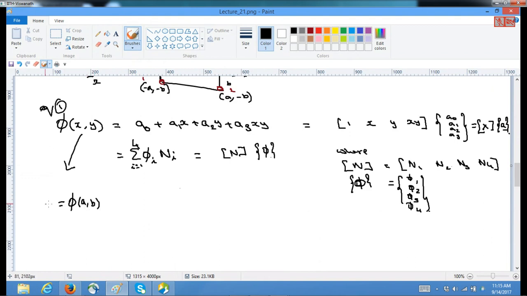But we know that this is nothing but V1, and that will equal to 1 A B A B, using this expression times this is a different A. This is a different A. That's the reason I put an underscore A. That means it's a vector A.